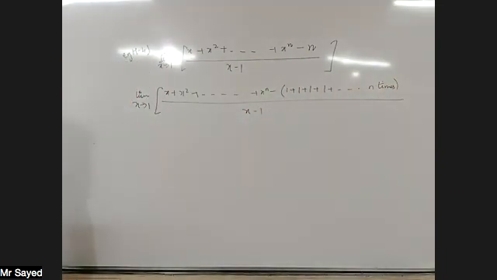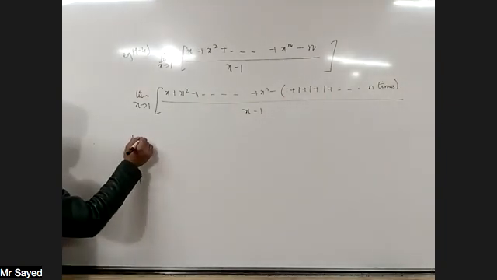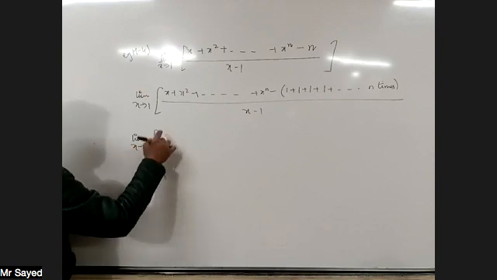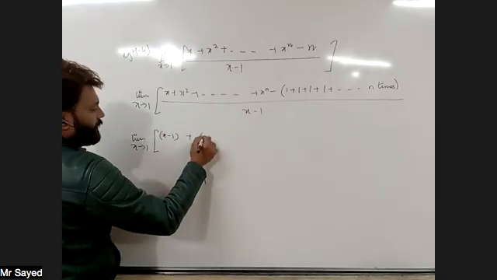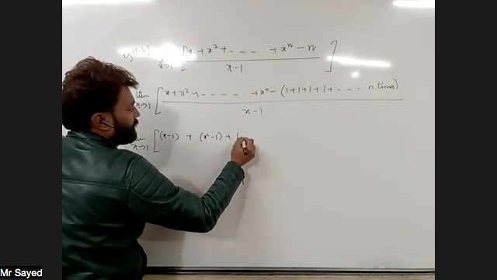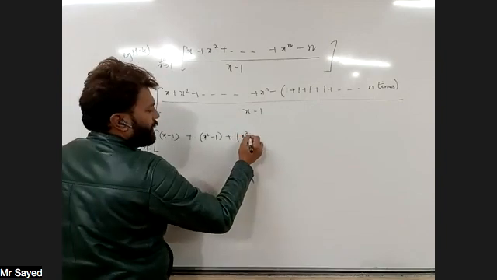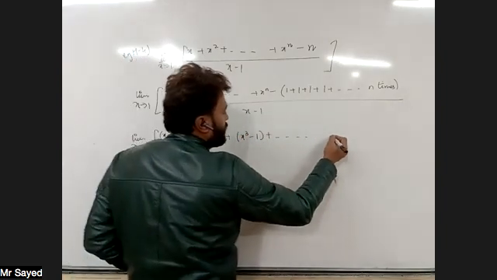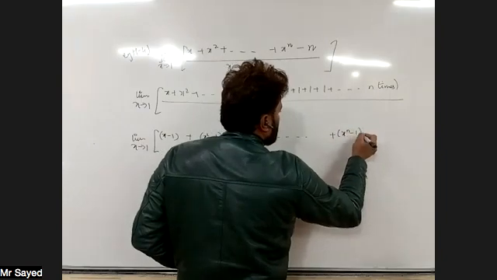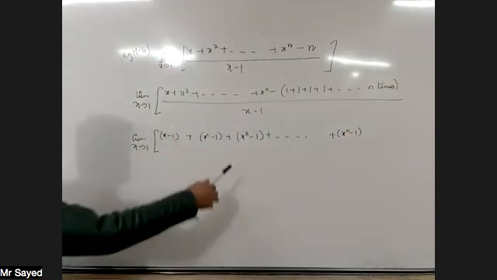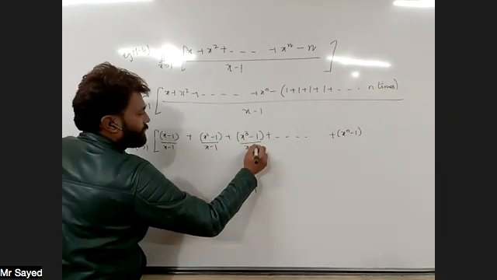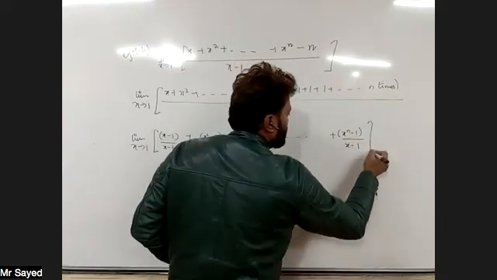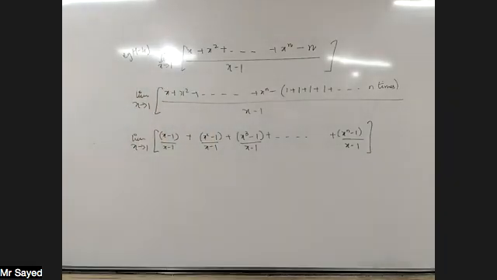Is it clear? n को break कर लिया 1 plus 1 plus 1. The logic for this is limit x tends to 1, this x minus 1 together. Then x square minus 1. Then next term will be x cube minus 1. And so on till last term would be x to the power n minus 1. This x minus 1 can be written in the denominator with every term. Is it clear? Is this clear?